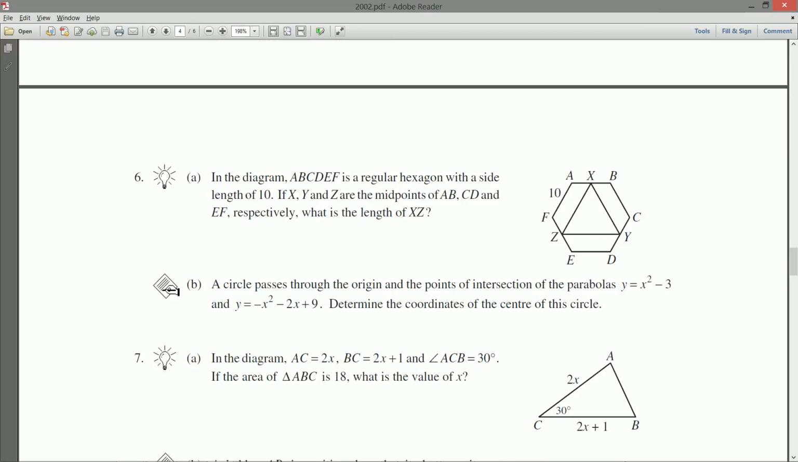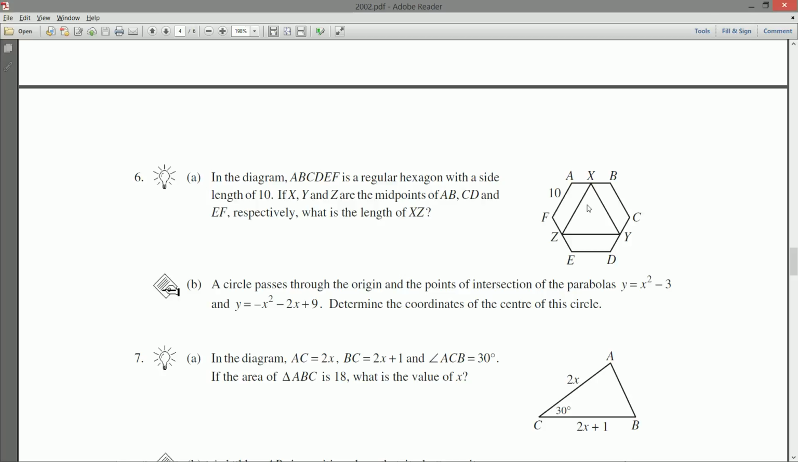So 6A. In the diagram, ABCDEF is a regular hexagon with a side length of 10. Here we have 10 labeled over here. If X, Y, and Z are the midpoints of AB, CD, and EF respectively, what is one of the side lengths of this triangle? Now it's going to be an equilateral triangle. That is something we can say for sure, just because it's inside a regular hexagon and it's constructed with a high degree of symmetry.